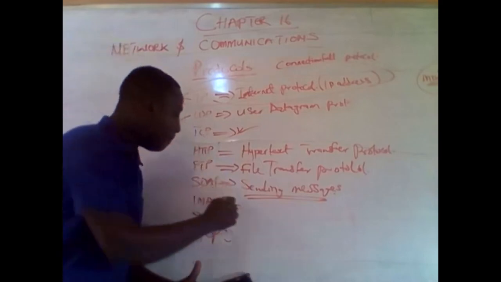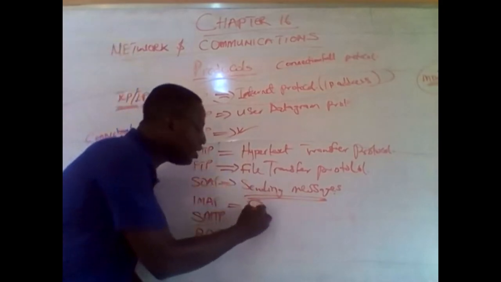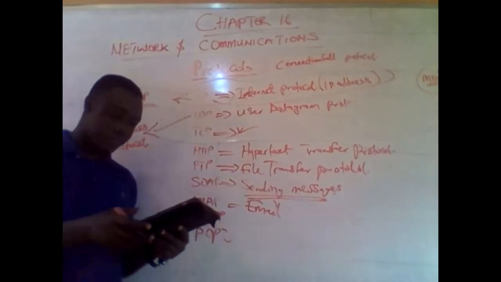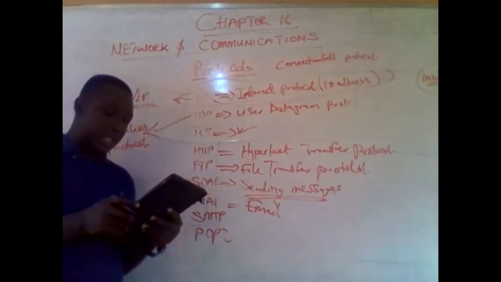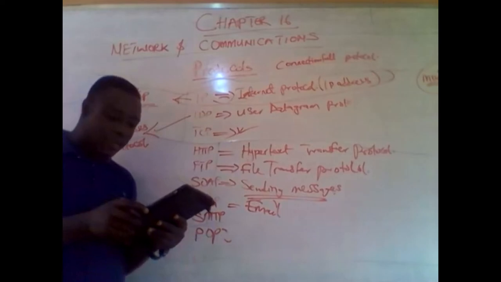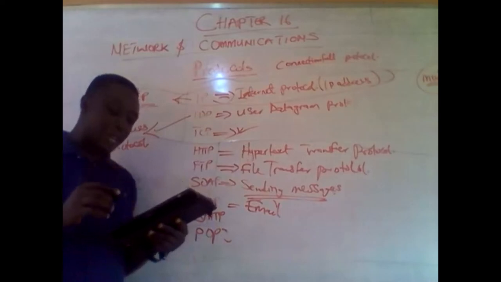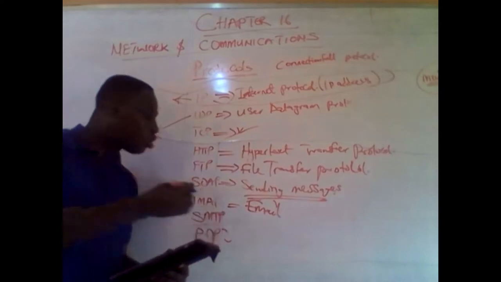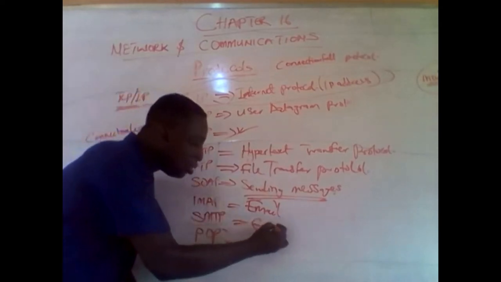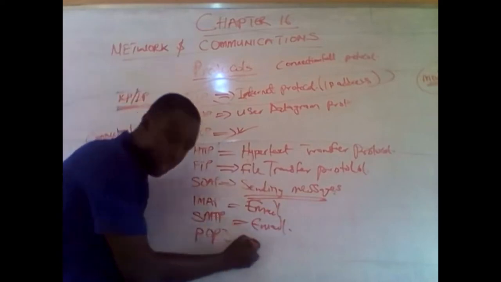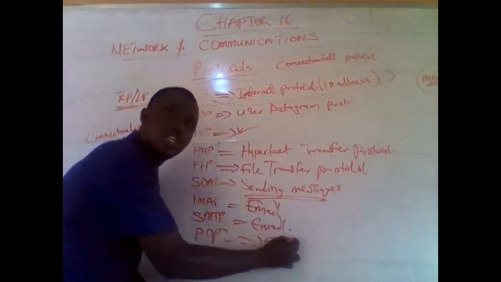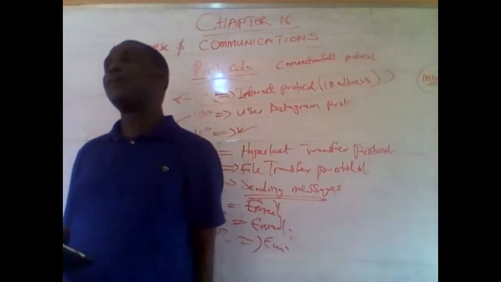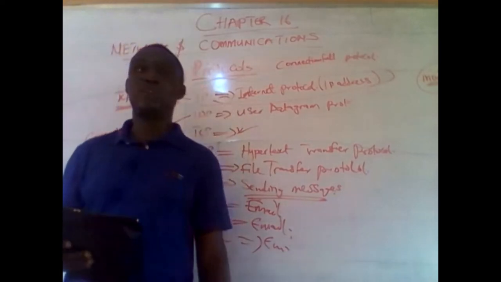IMAP is one of the two most prevalent internet standard protocols for email retrieval. IMAP is actually for what? Retrieving emails. Okay, I'll give you an example where you can see it. Another one is what we call SMTP. SMTP is an internet standard for electronic mail. It's also used for what? Email. POP is also used for what? Email.